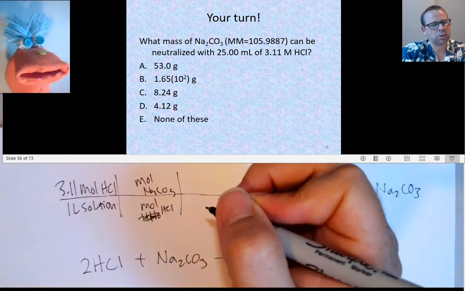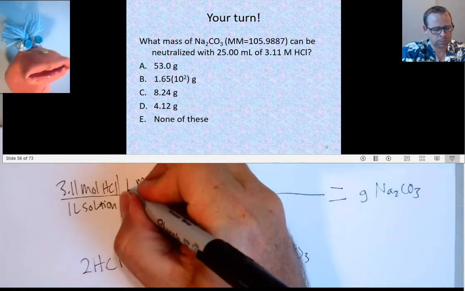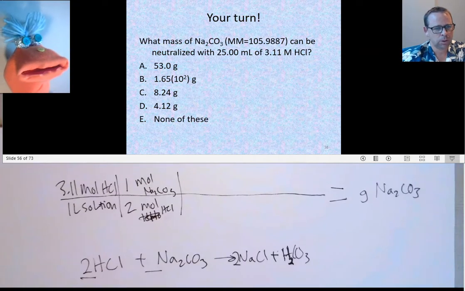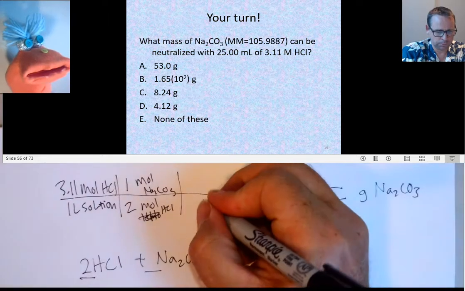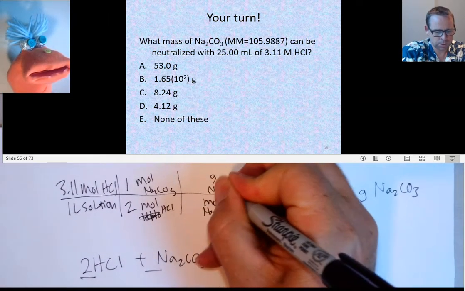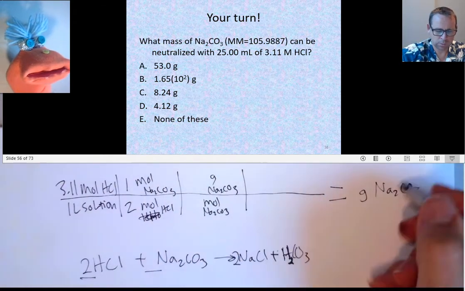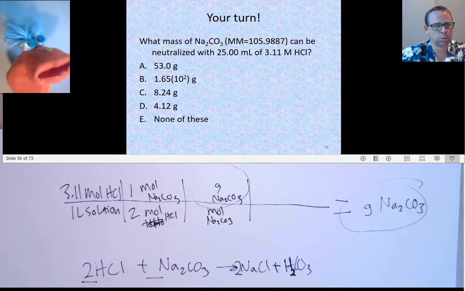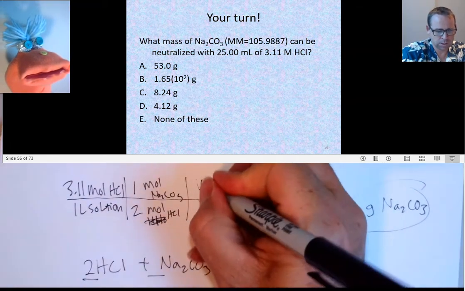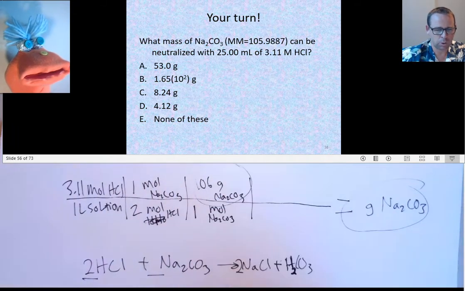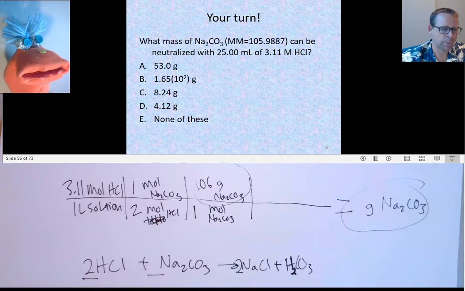And what was the ratio? 1 on top, 2 on the bottom. Very good. This is the stoichiometry there, right? Yeah. So now you're in moles of sodium carbonate. You can go to grams of sodium carbonate. Very good. Grams of sodium carbonate, and that's what I want. You know how many grams on each? It says 106. That's what the 105.9 is, grams for every mole.